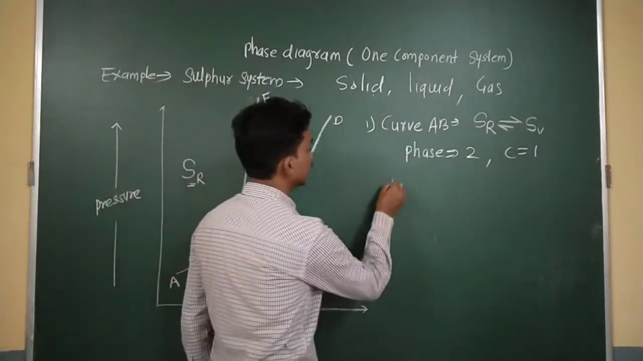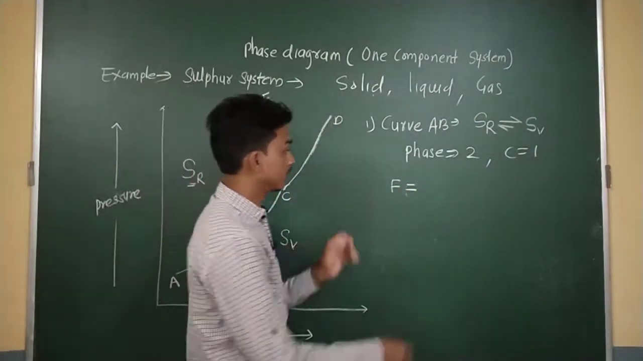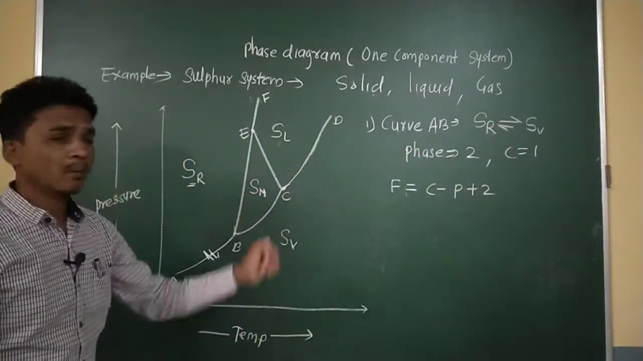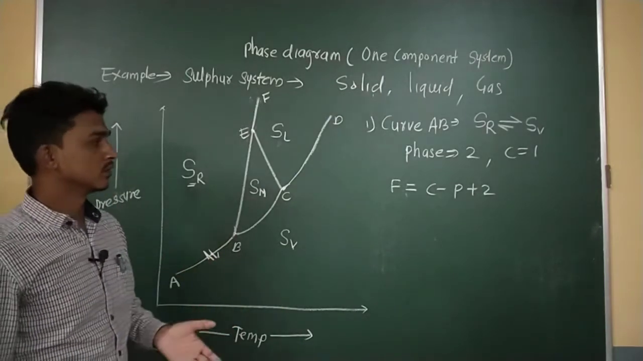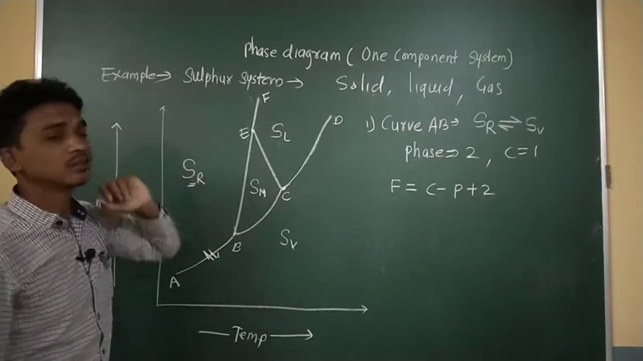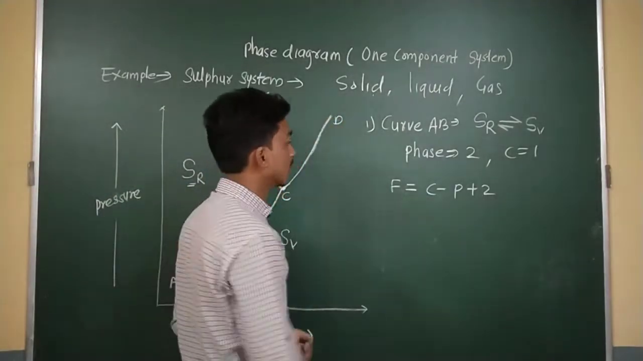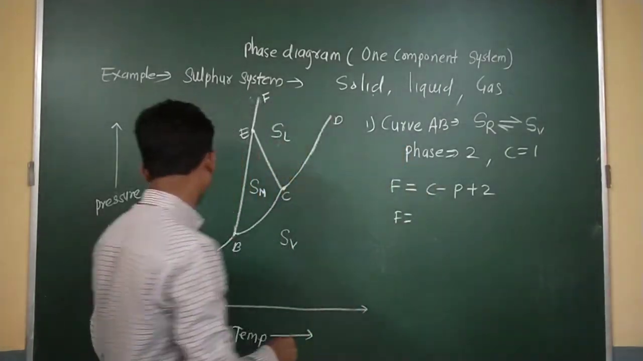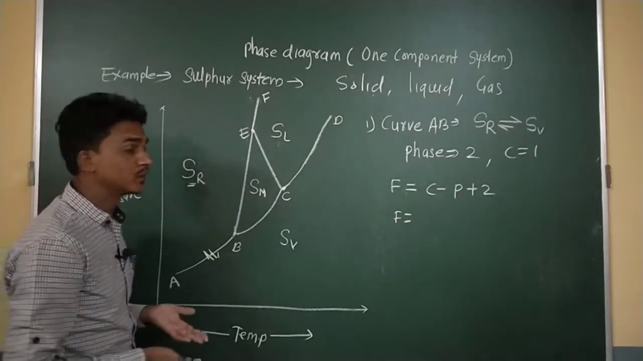As we know, the phase rule is F, the degree of freedom, is equal to C minus P plus 2. We already covered this phase rule equation in the last video, where we also used it for the water system. So I have to calculate the degree of freedom for this curve.